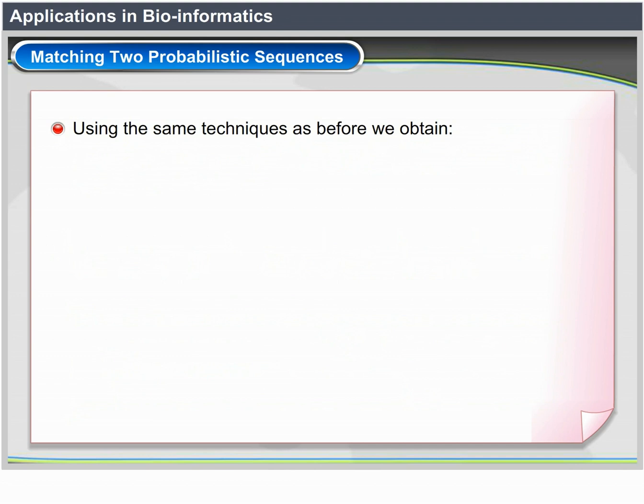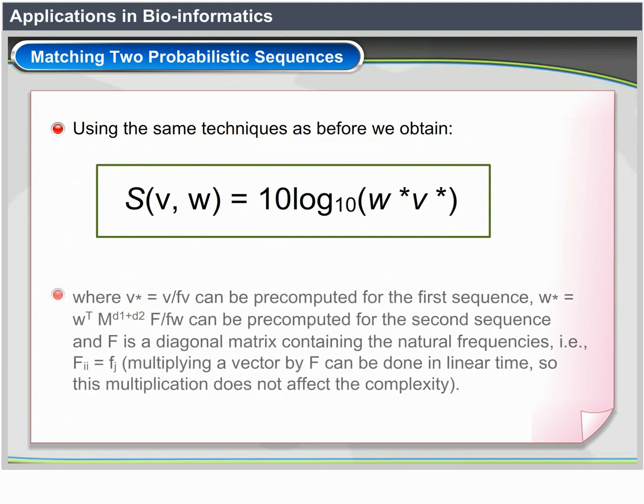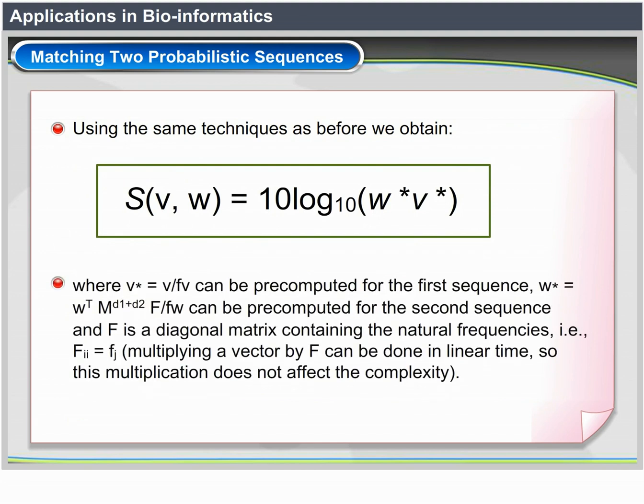Using the same technique as before, we obtain the result as follows, where v star equals v by fv can be pre-computed for the first sequence. W star equals M power d1 plus d2 into f over fw can be pre-computed for the second sequence, and f is the diagonal matrix containing the natural frequencies, that is, f_ii equals f_i. Multiplying a vector by f can be done in linear time, so this multiplication does not affect the complexity.